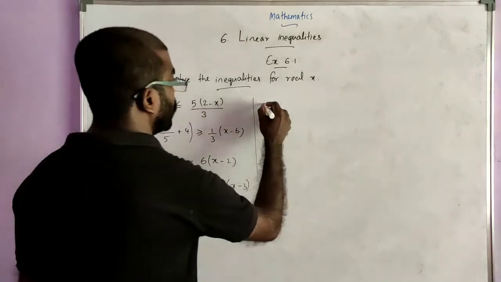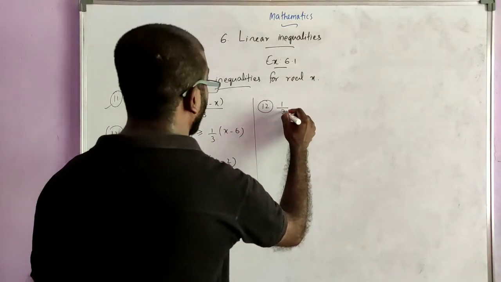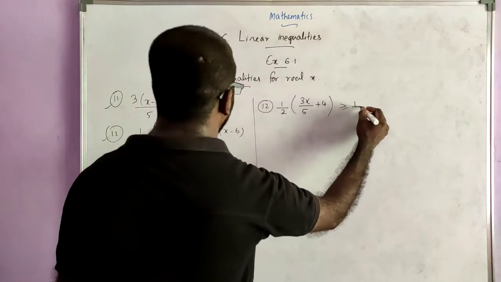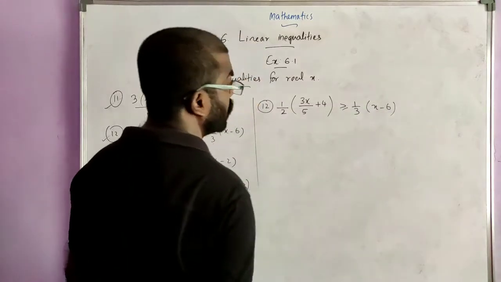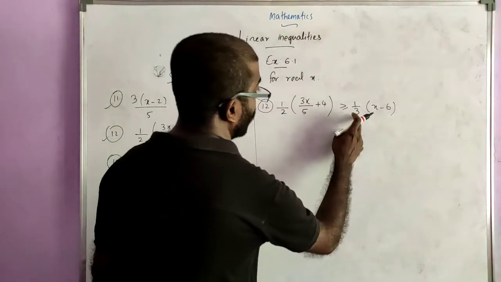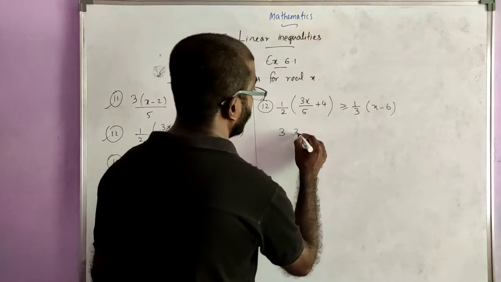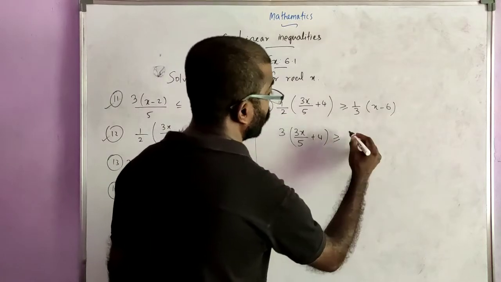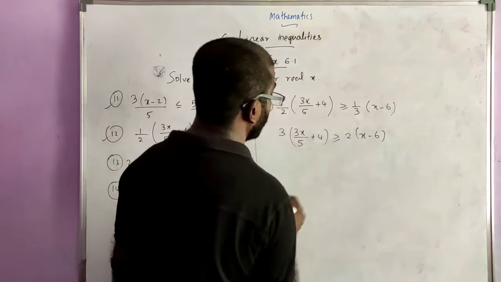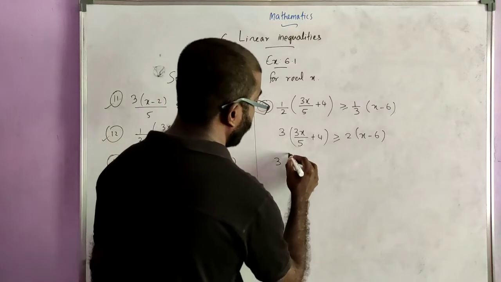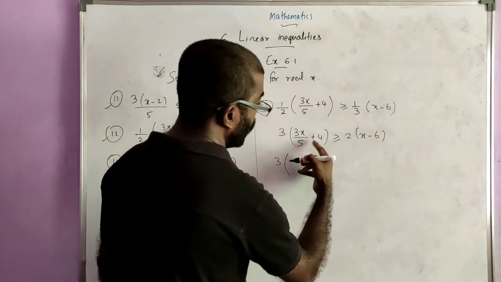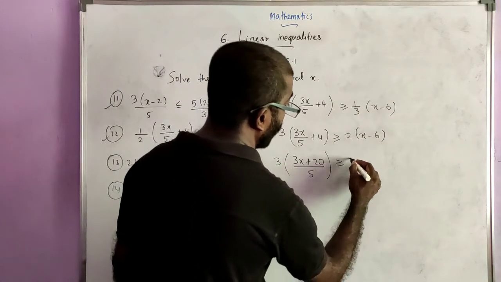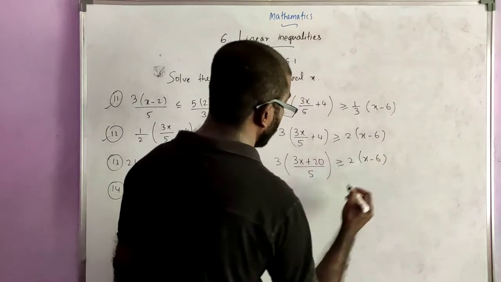Then the next question is 1 by 2 into 3x by 5 plus 4 greater than or equal to 1 by 3 into x minus 6. First we can cross multiply this 3 and 2. So 3 into 3x by 5 plus 4 greater than or equal to 2 into x minus 6. That is 3 into, inside the bracket we can cross multiply this 5. 3x plus 20 divided by 5 greater than or equal to 2 into x minus 6.